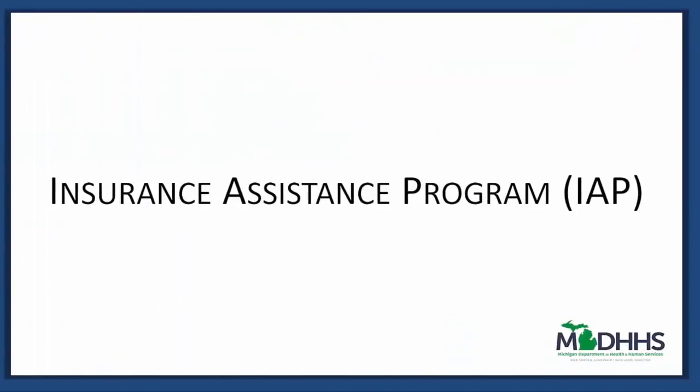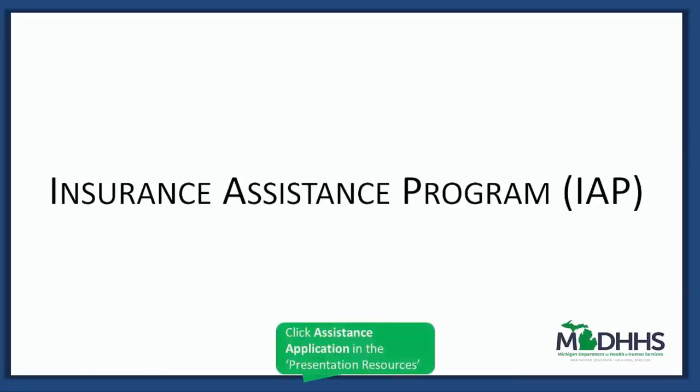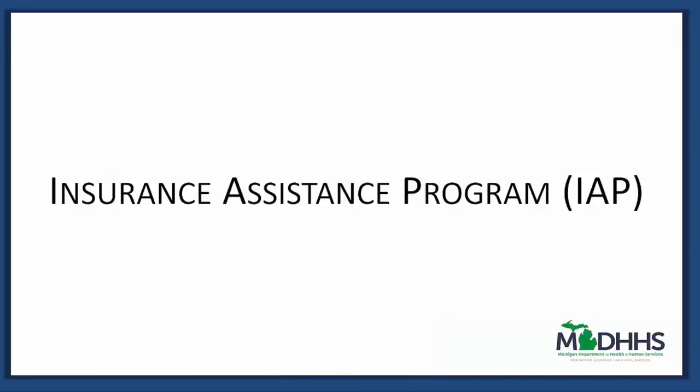Now that we've covered the programs based on disability status, we're moving on to several other programs with different eligibility criteria. You can take a look at the assistance application in Presentation Resources, which contains instructions for applying for various types of assistance programs. We will only be covering 4: the Insurance Assistance Program, State Emergency Relief, the Food Assistance Program, and the Home Health Services Program.